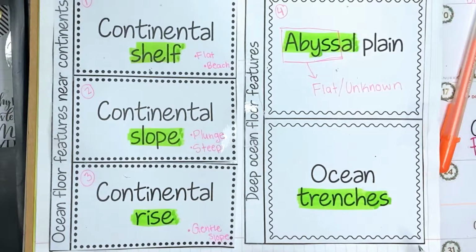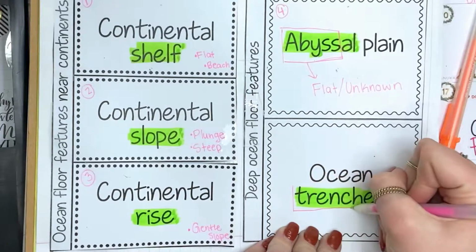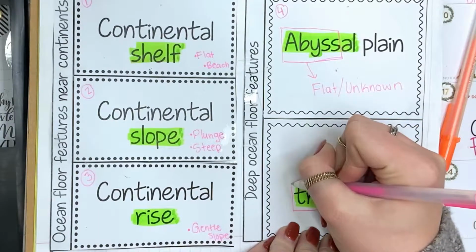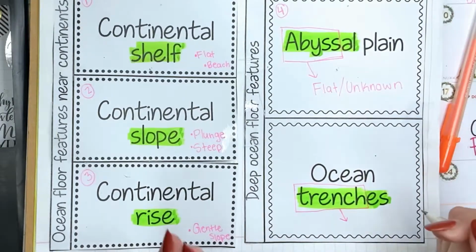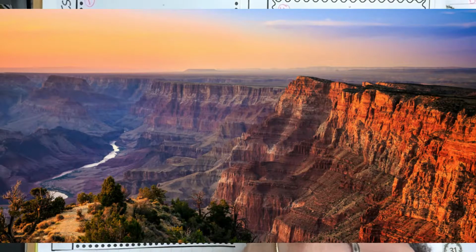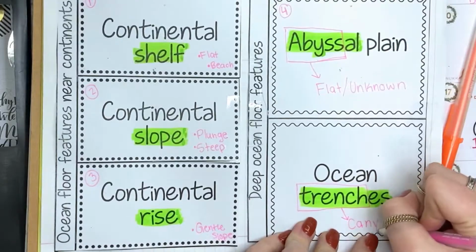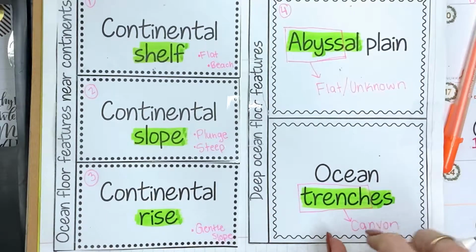And then for trench, it is like a canyon. Remember in the last video, I told you that a canyon, I'm going to insert a picture of the Grand Canyon right here. So looking at that picture, you saw what the Grand Canyon was. It was like a big hunk had been taken out of the land. Well, there are canyons underneath the water. We just can't see them.